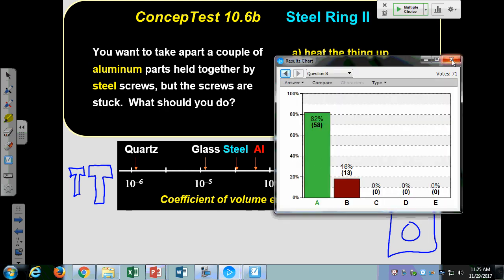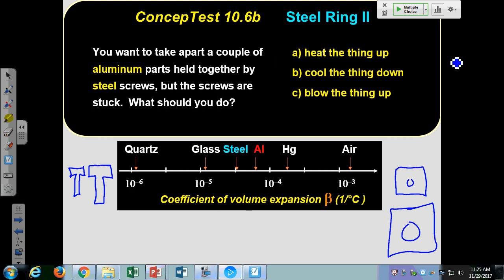Okay, good. In this case, you would heat it up because I have an aluminum part with a steel screw. This is steel. If I heat this up, since the aluminum has a higher coefficient of linear expansion, the hole is going to get bigger faster than the screw does, because the coefficient of linear expansion for aluminum is bigger than that of steel.